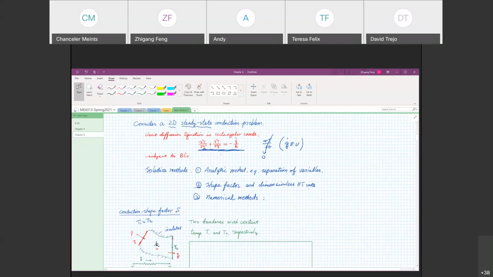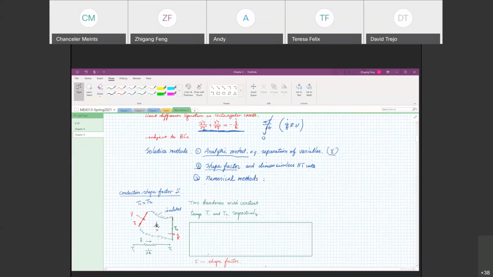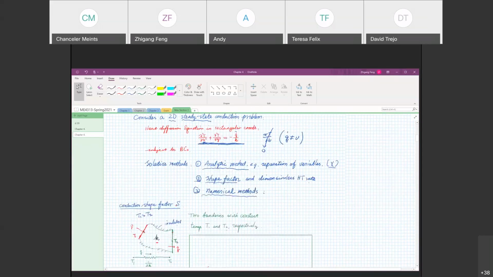So this is a governing equation, and it's subject to different types of boundary condition. The boundary condition of convection, constant temperature, or adiabatic boundary condition. And to solve this 2D problem, there are a few methods available. One is using the analytical method, such as separation of variable. Now, this is section 4.2, which we will skip. And the other methods include the shape factor, for example, which we will talk about in a minute. And the third method is to use numerical approach to solve the heat equation. So we will also cover it. In particular, we will cover the finite difference method.